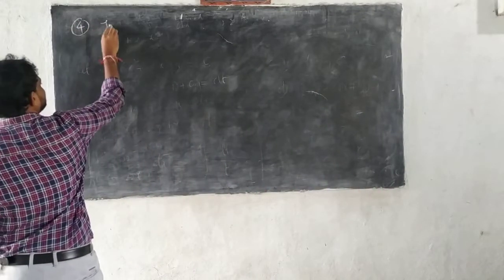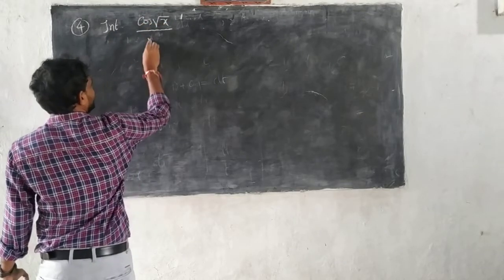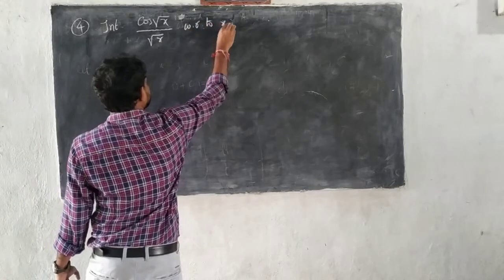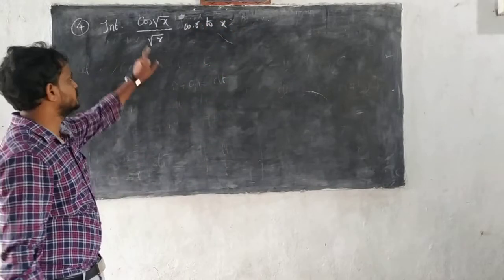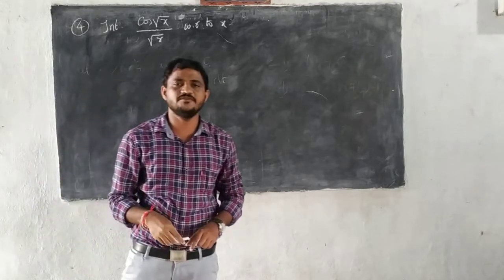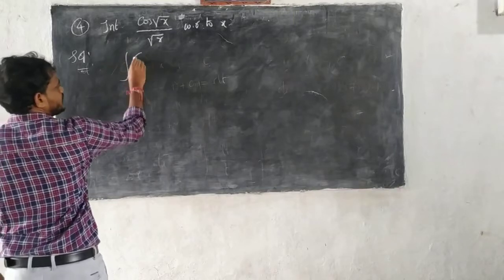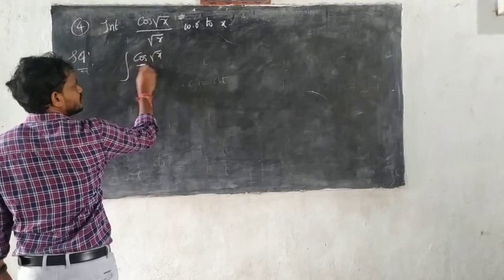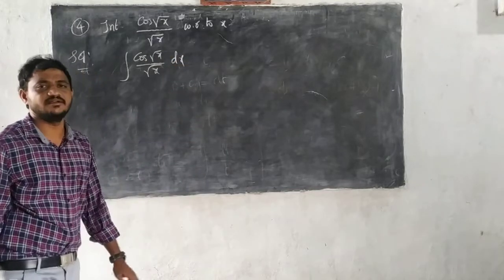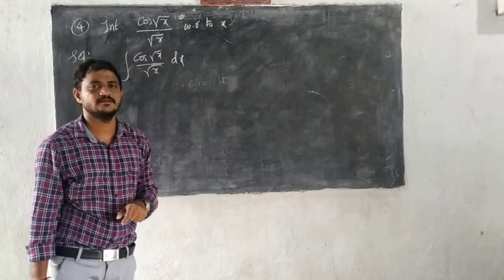Integrate cos root x by root x with respect to dx. Observe the function. We have to integrate this function. So write the integration symbol, cos root x by root x with respect to dx.